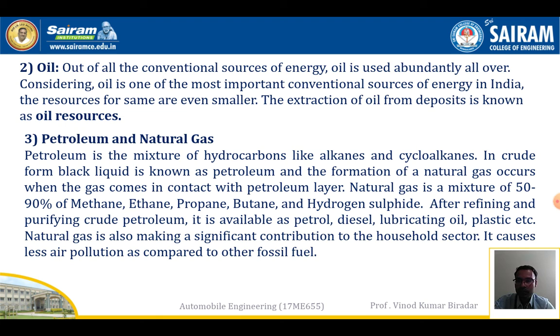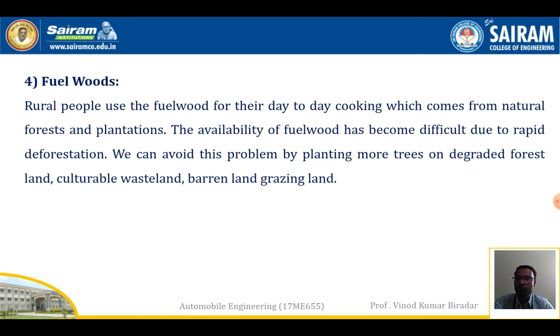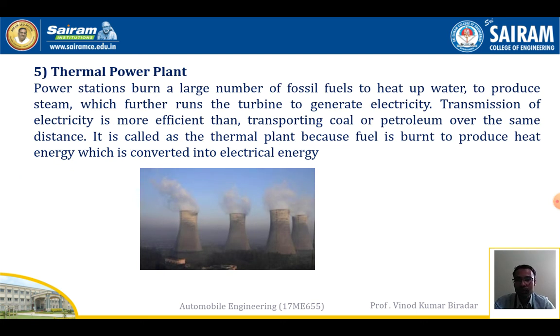Similarly, petroleum and natural gas are also used, okay. And fuel wood is used in rural areas. Rural people use fuel wood for their day-to-day cooking, which comes from natural forests and plantations, okay. So rural area people are using wood as a source of energy. Thermal power plants are also used to generate electricity, okay. Power stations burn a large amount of fossil fuel to heat water to produce steam, and from that we can generate electricity, okay.